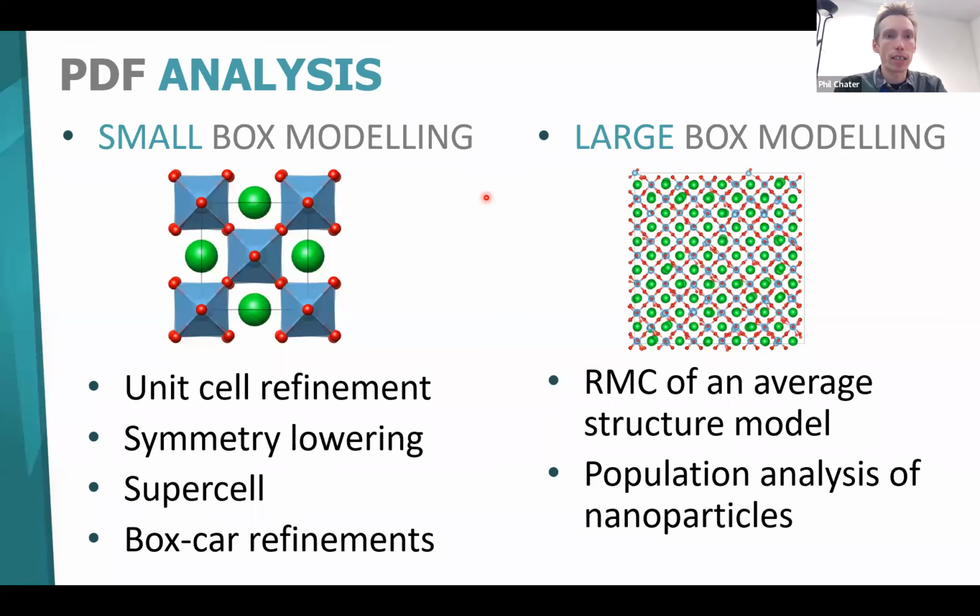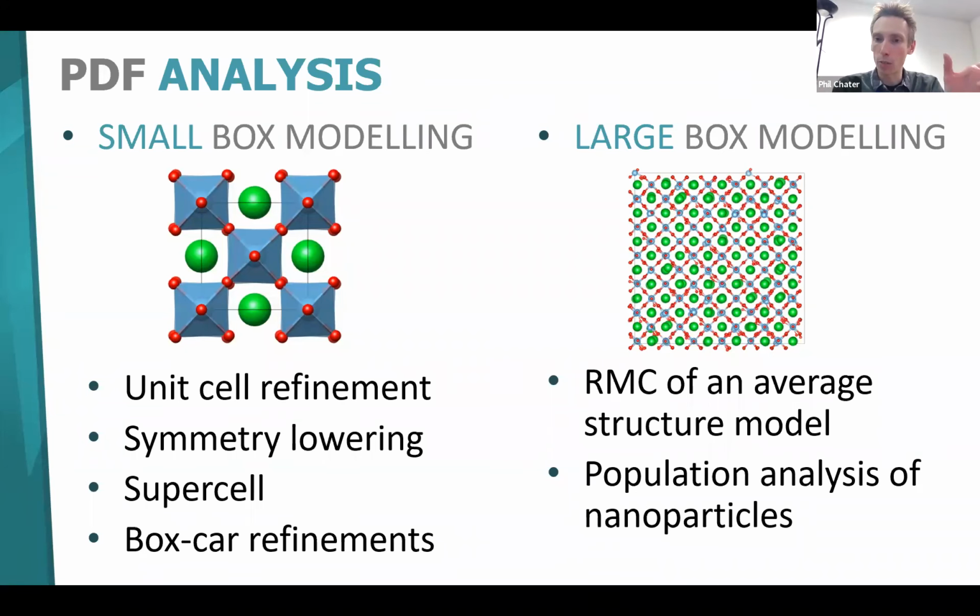So what they look like, so small box modeling, you're using a unit cell type refinement. Often you do some element of symmetry lowering, so you're not using your crystalline CIF file. You're doing something to lower the symmetry of it so that you allow your local structure to change from that of the crystalline system. We go into some kind of supercell, or you're doing what's called a boxcar refinement, where you do refinements over small ranges of your data at lots of different points along the data.